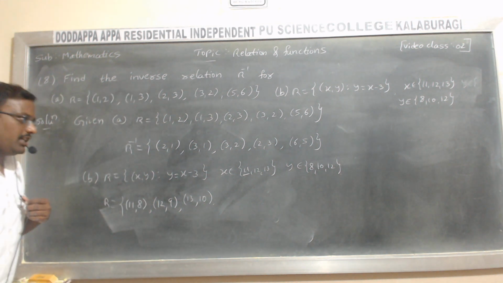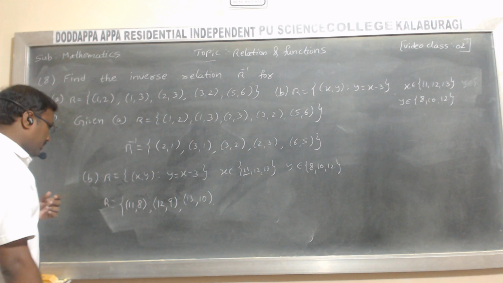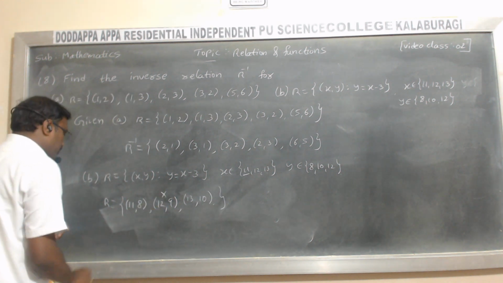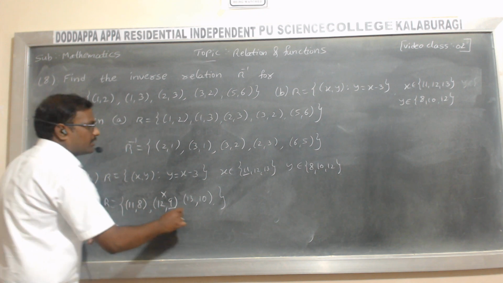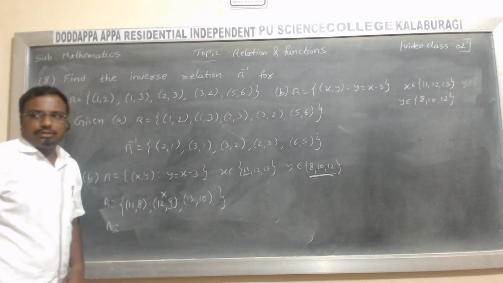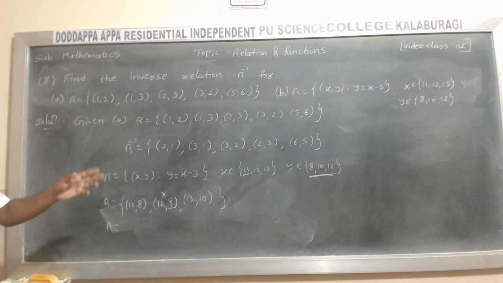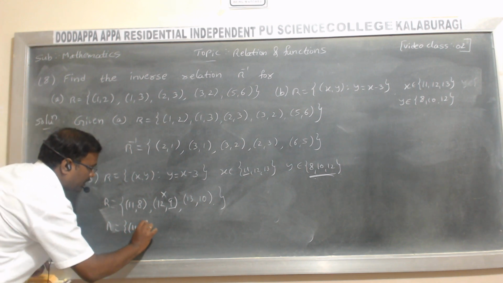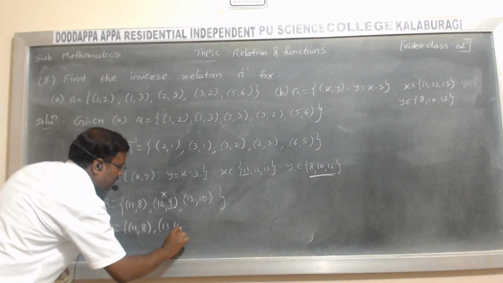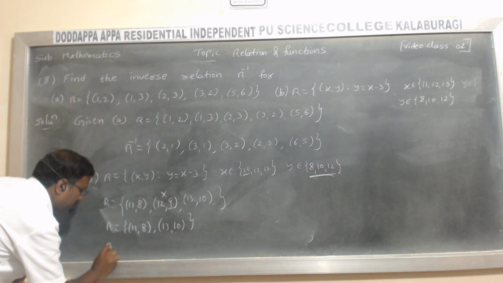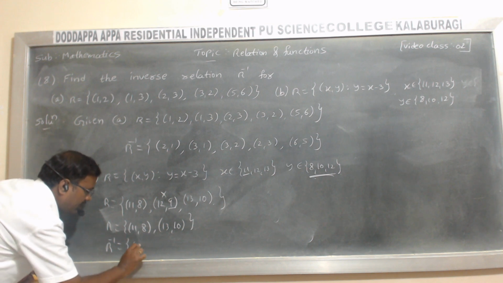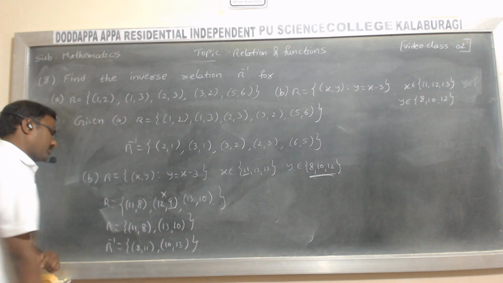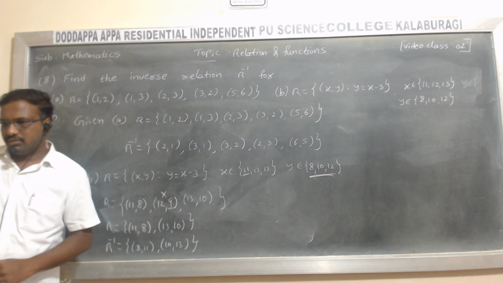Okay? But here, in the second one, it is not possible because 9 is not present in the y set. 9 is not present in the y set. So that's why you can take only two pairs, 11 comma 8 and 13 comma 10. So its R inverse is 8 comma 11, 10 comma 13. Okay, right.